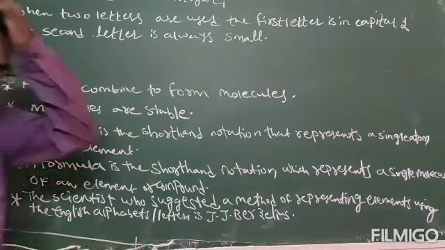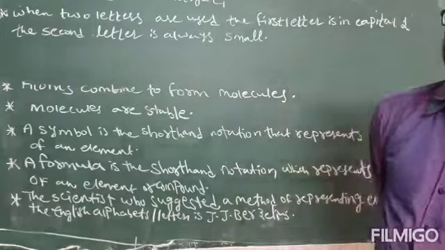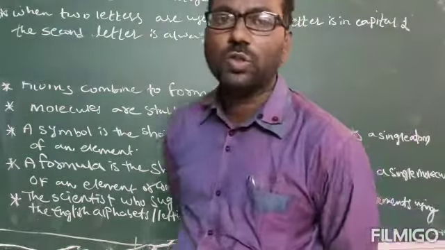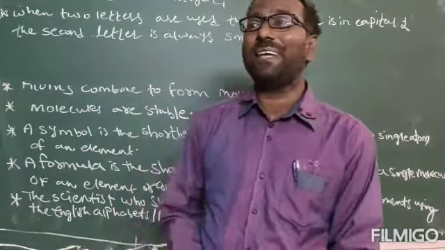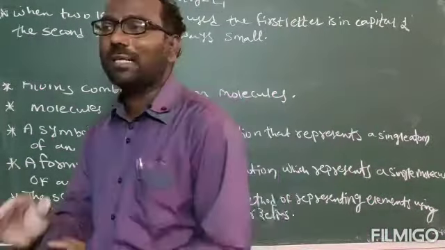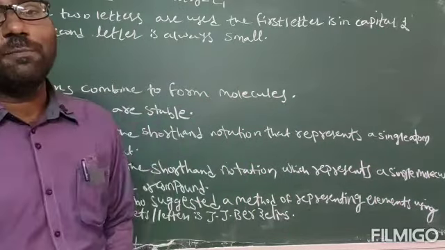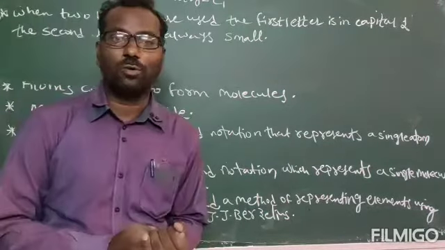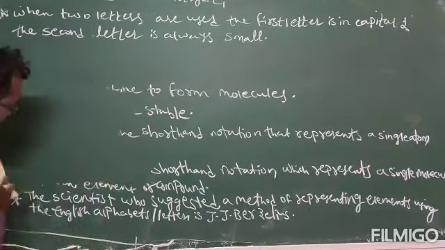Okay, and there are some elements which are not given by their English name. Sodium, it should be given as So, but it is given as Na. So there are around 10 elements which are given symbols based upon their Latin names. That also I am going to give you now, the list of elements with their Latin names and their symbols.